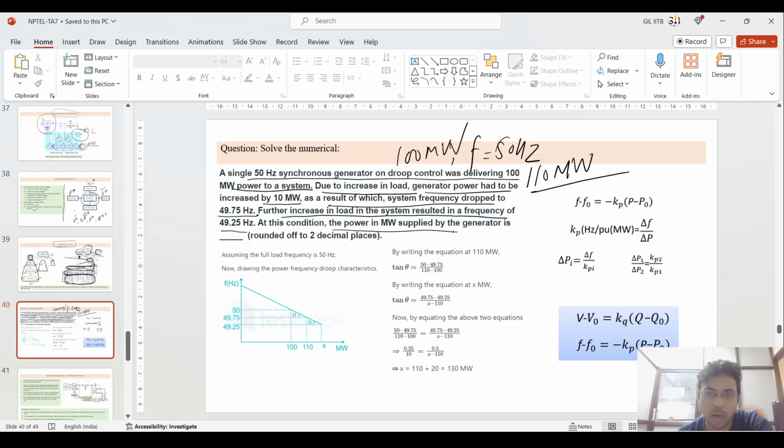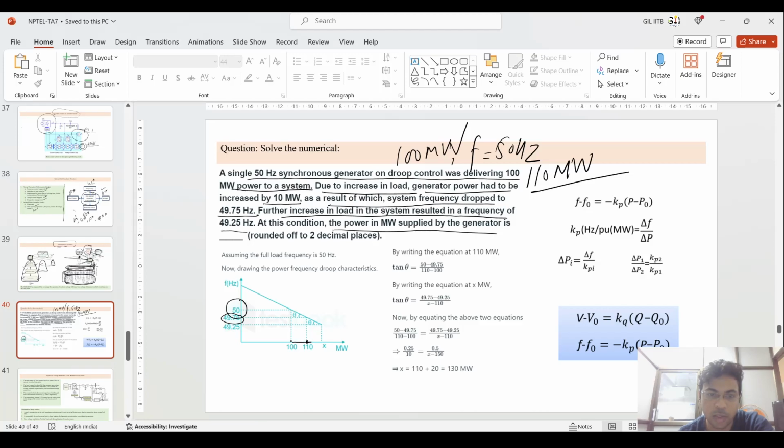At this condition, the power in megawatts supplied by the generator, if it is a steam turbine, the steam should increase so that you meet this extra power demand. So what happens: the frequency was 50, and it dropped to 49.75.